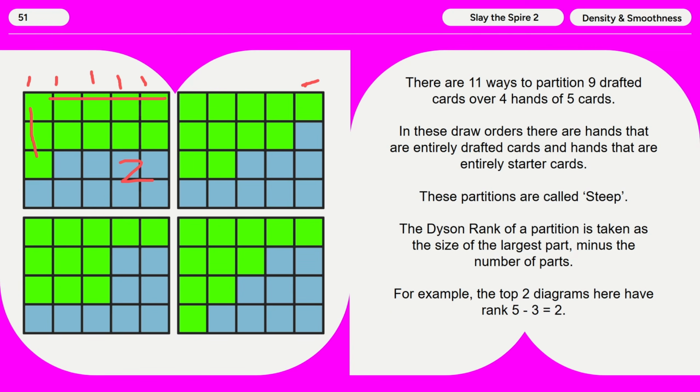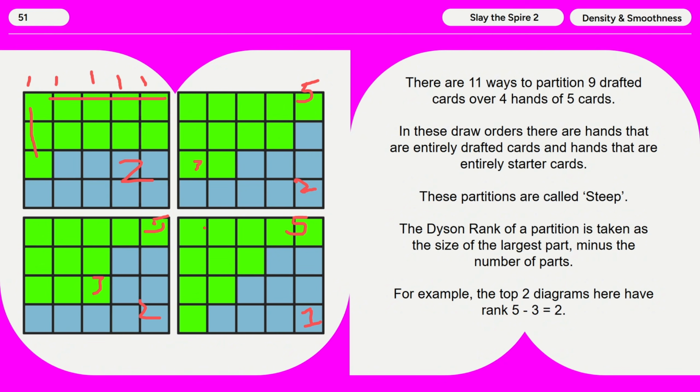This one as well, this is 5 and 3. So even though these have different arrangements of the actual cards, you can see that this first hand has 5 good cards, 5 good cards, 1 good card, 4 bad cards, 5 bad cards, whereas this one has 5, 4, 2. The rank is still 2. These ones down here at the bottom, they have a rank of 5 minus 3, so it's still 2. Now this one is 5 minus 4, so it's a rank of 1.